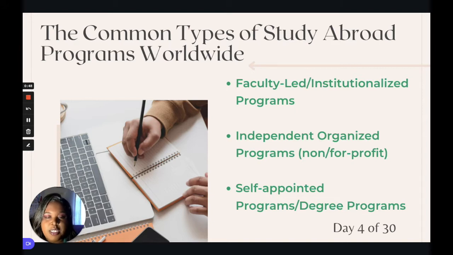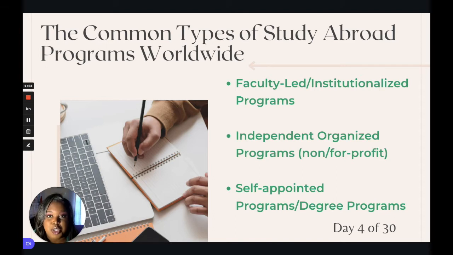So the first one is going to be our faculty-led or institutionalized, as I like to call them, programs. Now, these are the most common because they are related directly to whatever institution you are enrolled in. So whether that be at the high school or secondary level, the college or university level, or even at the graduate level, these are programs that are produced and run by your current school and that are tied in a lot of ways to what you may be studying directly in your major. So you may be able to apply whatever credits you're getting abroad directly to your studies.